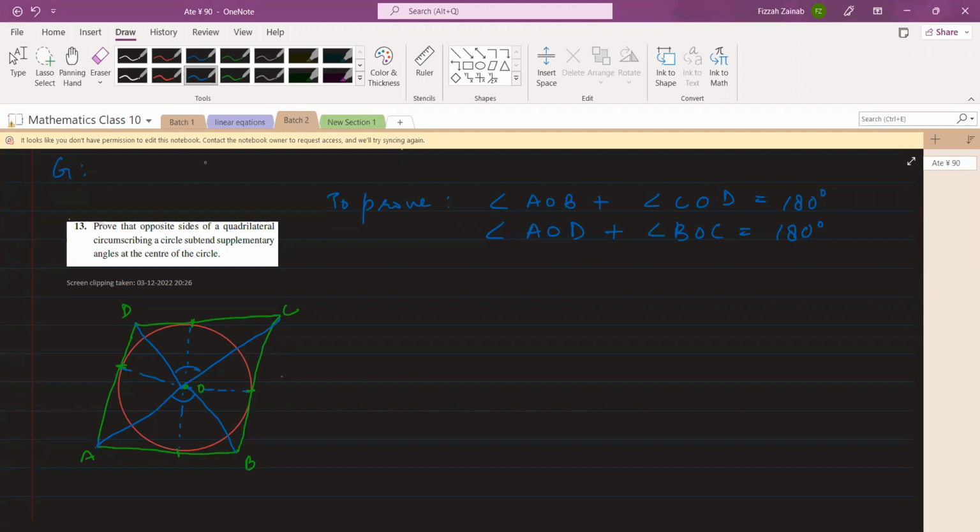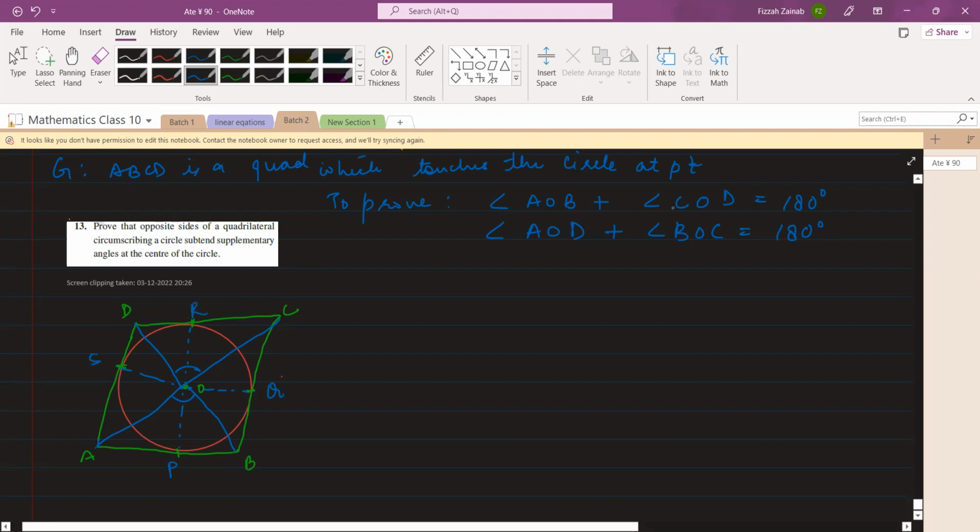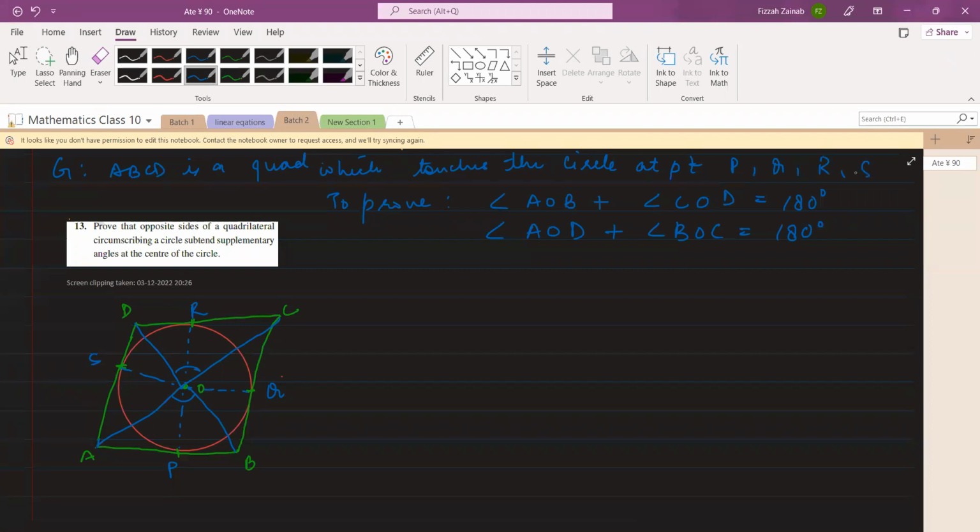And you can write whatever is given here. So ABCD is just a quadrilateral, which touches the circle at points, give them some names, P, Q, R, S. So this is how the quadrilateral is. It is touching the circle at P, Q, R, S.